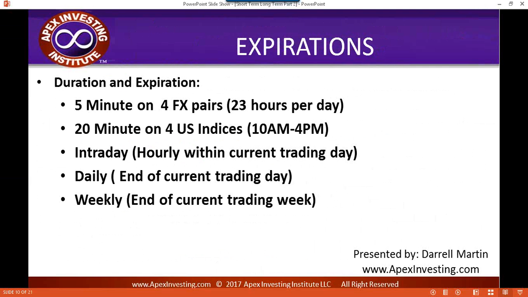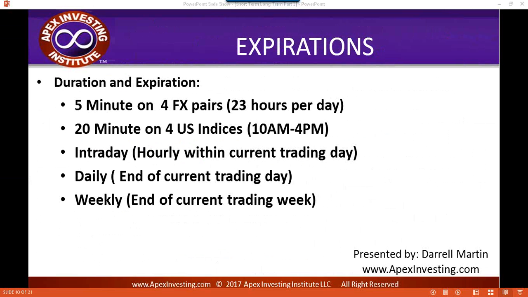Let's talk about the indices binaries, these bottom four: US Tech 100, US 500, Small Cap, and Wall Street. These are the four major US stock indices, and the Wall Street 30 is the derivative of the Dow Jones.